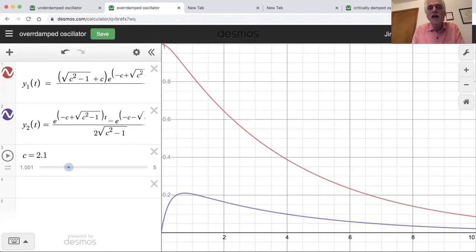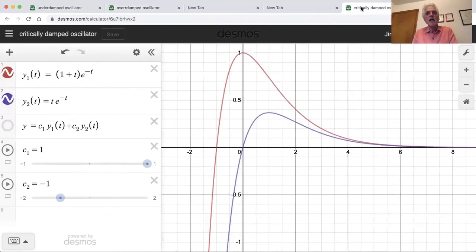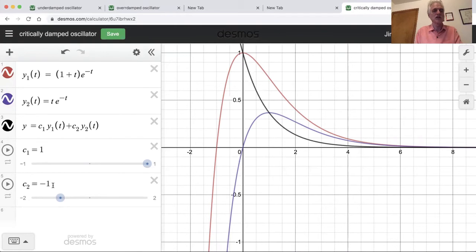Okay, so finally, let's see. Here we've got the critical damping. So I've done a little bit of a different thing here because I still have Y1 and Y2, but there's no C parameter to choose. So I went and I chose the C1 and the C2. So I can take a combination of those. So here's a combination: C1 is 1, C2 is minus 1. So in fact, I'm taking C1 minus C2 in black. And you notice if I do that subtraction, I'm just left with y is e to the minus t. So this black curve is just e to the minus t.